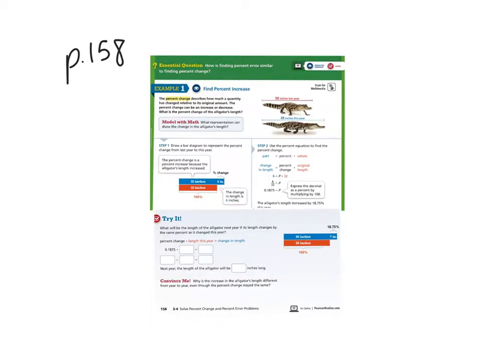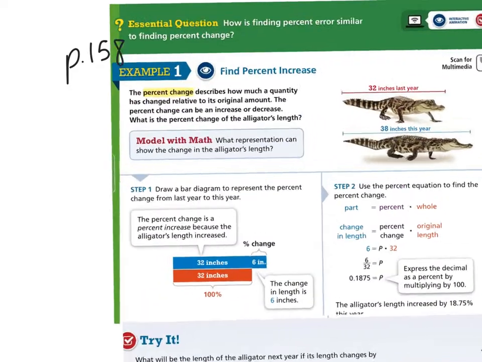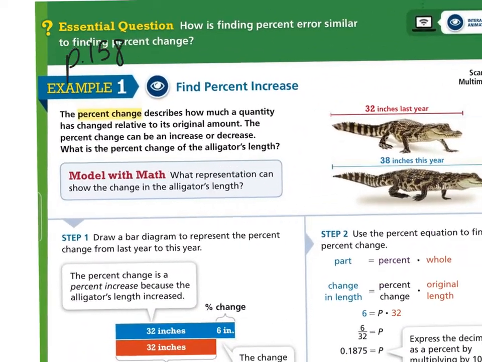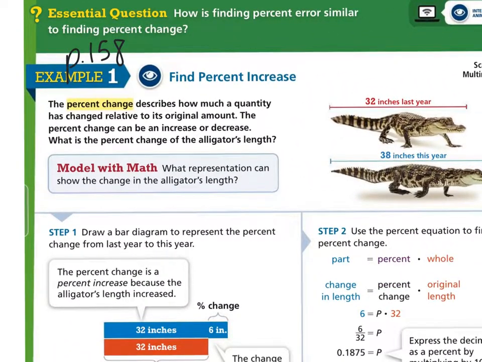So on 158, we look at example 1. Percent change describes how much a quantity has changed relative to its original amount. Okay, so it's kind of like how much did it change compared to what it was.